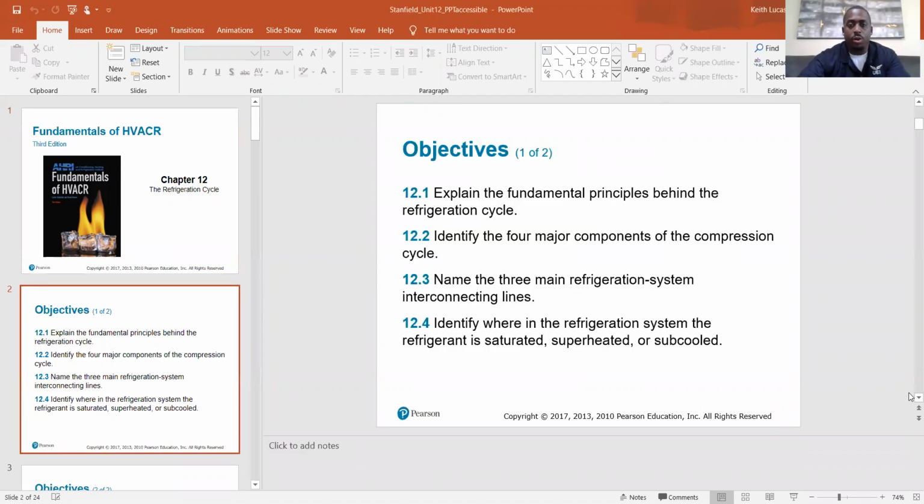So the objectives are: explain the fundamental principles behind the refrigeration cycle, identify the four major components of the compression cycle, name the three main refrigeration system interconnecting lines. There's three, and then identify where in the refrigeration system the refrigerant is saturated, superheated, or subcooled.